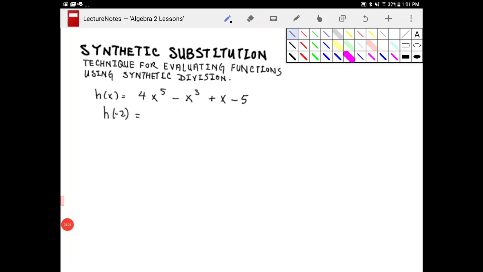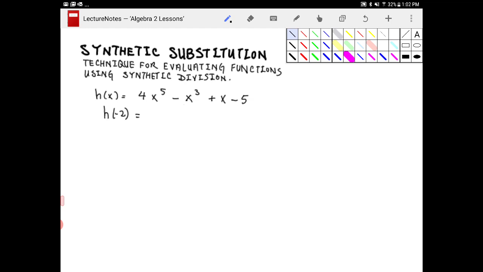Hello students, in this video I am going to go through two exercises with you involving a technique called synthetic substitution, which is really a combination of synthetic division and the factor remainder theorem. Alright, so let's take a look.